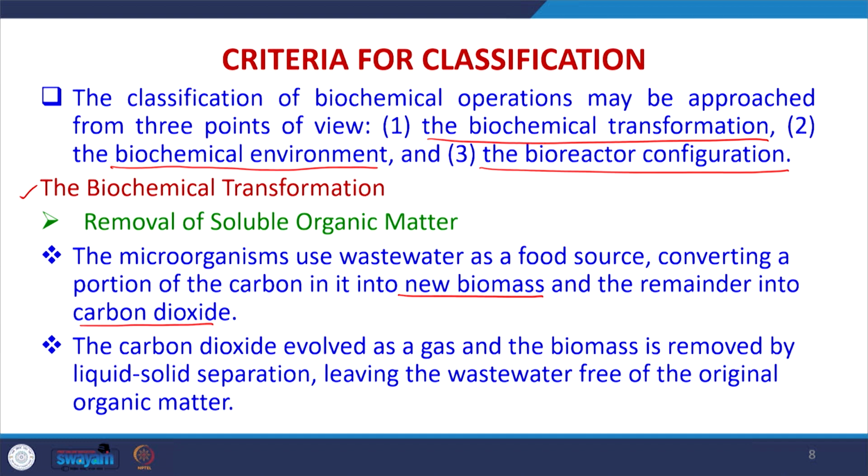The carbon dioxide gets evolved as a gas, and the biomass is removed by the solid-liquid separation process, leaving the wastewater free of the organic matter. So, any soluble organic matter present inside the water is converted into new biomass plus carbon dioxide. Carbon dioxide, because of its limited solubility, will go outside the water, and the new biomass is separated via the liquid-solid separation process.